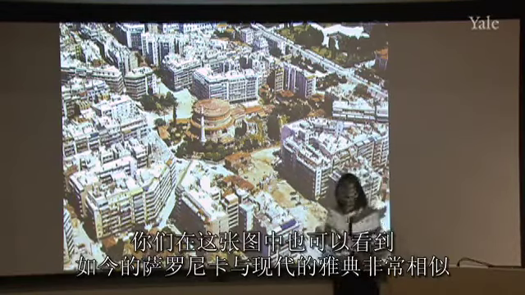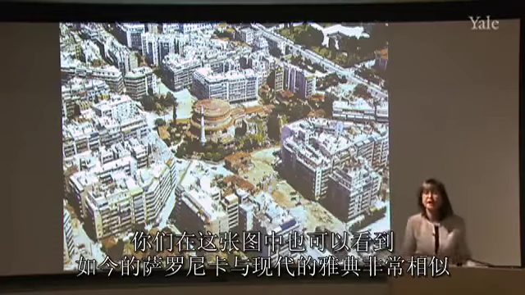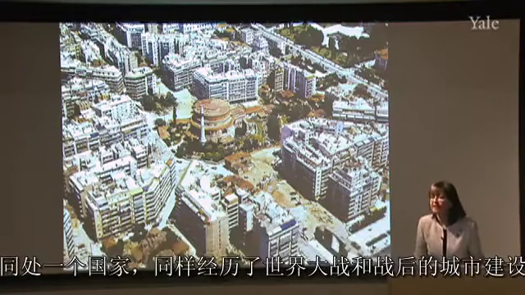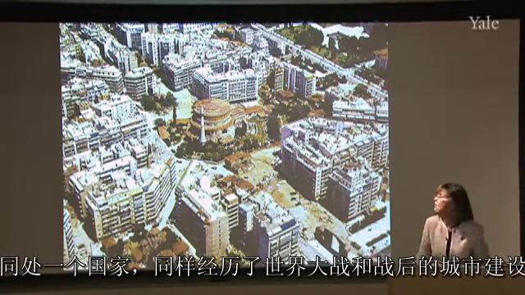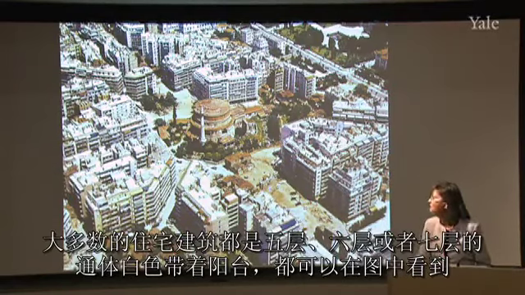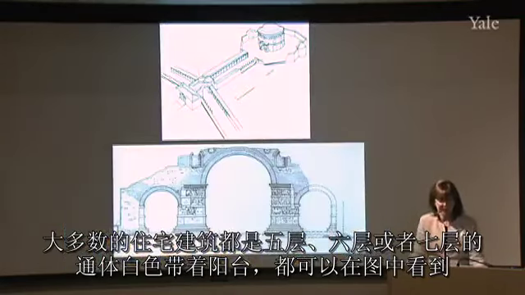You can also see from this view how similar modern Salonika is to modern Athens. Same country, same post-World War II construction, mostly residential houses of 5, 6, 7 stories, white in color, with balconies, as you can see.